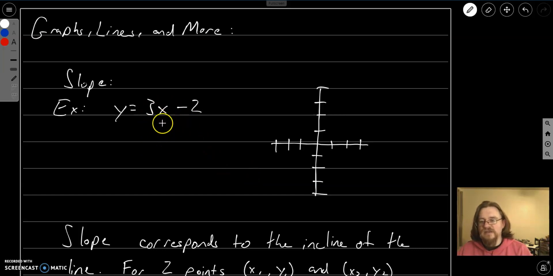But if we plug in a 0 for x, we'll get 3 times 0 minus 2, which is minus 2. So the point x is equal to 0, y is equal to minus 2 will be along this line. If we plug a 1 in for x, 3 times 1 minus 2 would be 1. So then the point (1, 1) will be here. And if we were to plot a bunch more points, we might be able to convince ourselves that this is going to be a straight line.